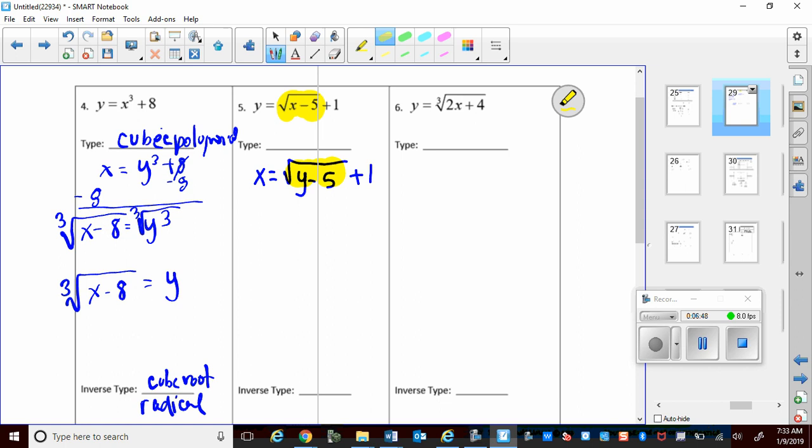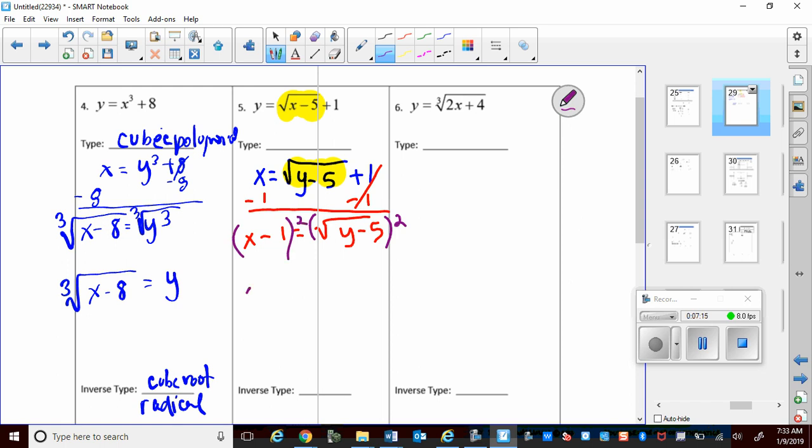We can't do anything until we get rid of everything outside of this radical, of this quantity, right? So we're going to subtract 1 on both sides. I have x minus 1 equals the square root of y minus 5. This goes away. We're going to square both sides to get rid of that radical. I have the quantity x minus 1 squared equals y minus 5. The radical drops away because squaring it cancels it out.